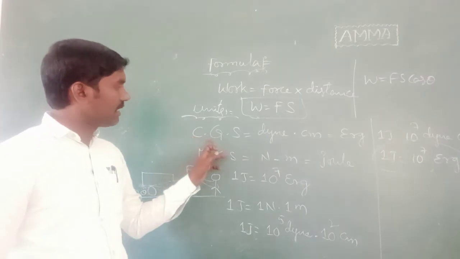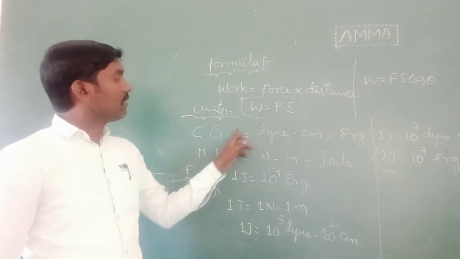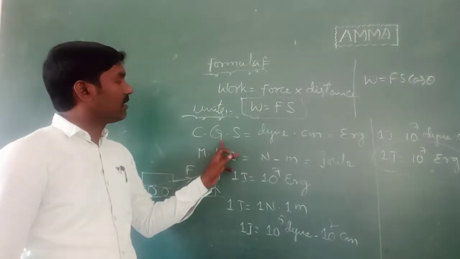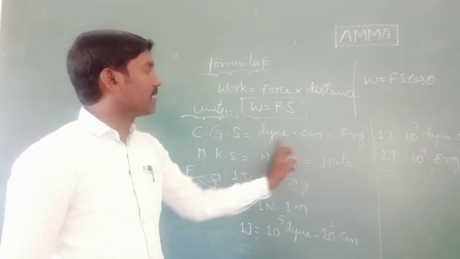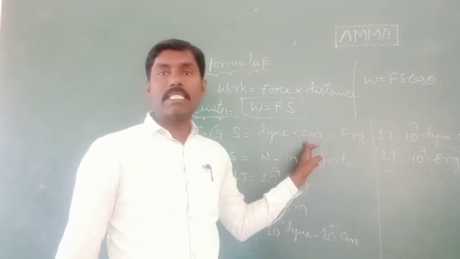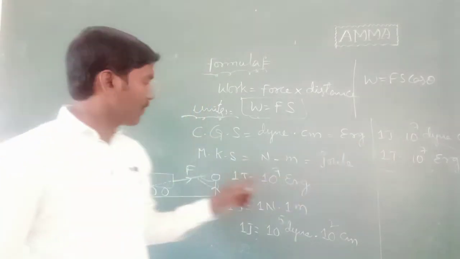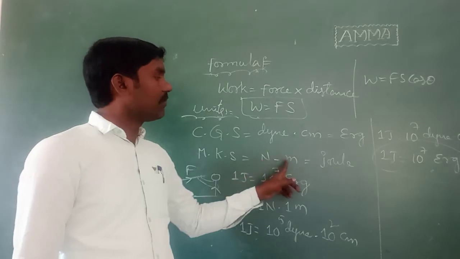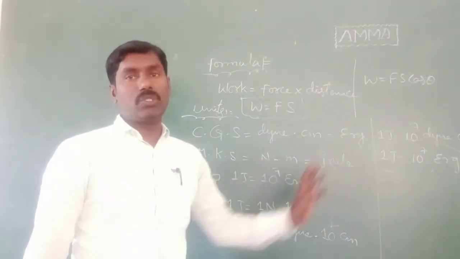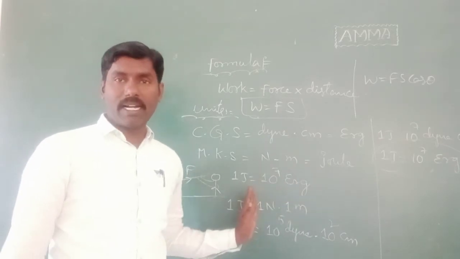Then let us find out the units of work. What are the units of work here? The CGS unit of work: the CGS unit of force is dyne, and the CGS unit of distance is centimeter. Dyne centimeter is the CGS unit of work, and it is also referred to as erg. And the MKS unit of work is Newton meter, which is also referred to as joule. Now this is the relation between joule and erg: 1 joule is equal to 10 power 7 ergs.